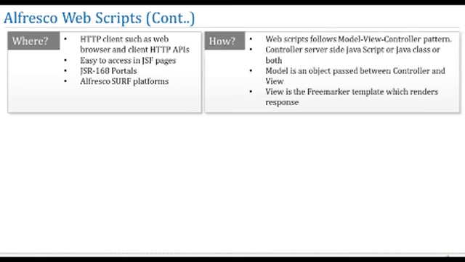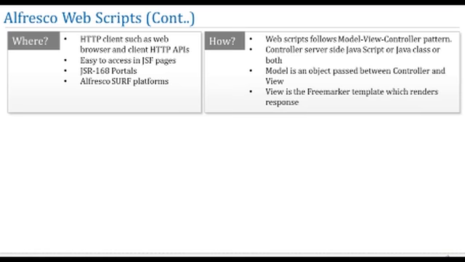Now let's understand how web scripts work. Web scripts basically use the model, view, and controller pattern. The controller is mainly responsible for performing the required business logic as per your business requirement, and then it will populate the model object. The model is basically a data structure object which is used to pass the data between the controller and the view. The view, in the case of web scripts, would be a FreeMarker template that will be used to render your response.